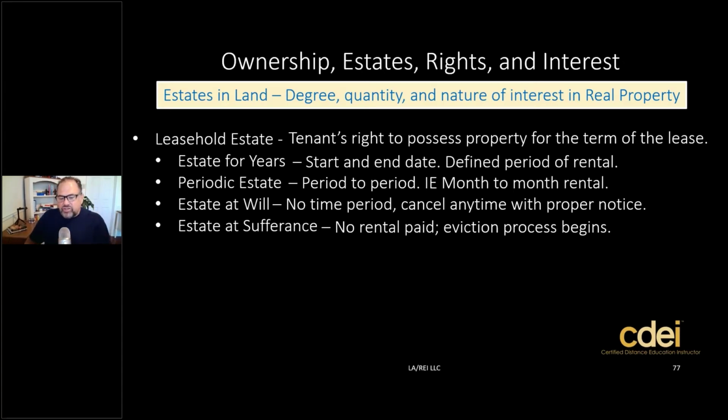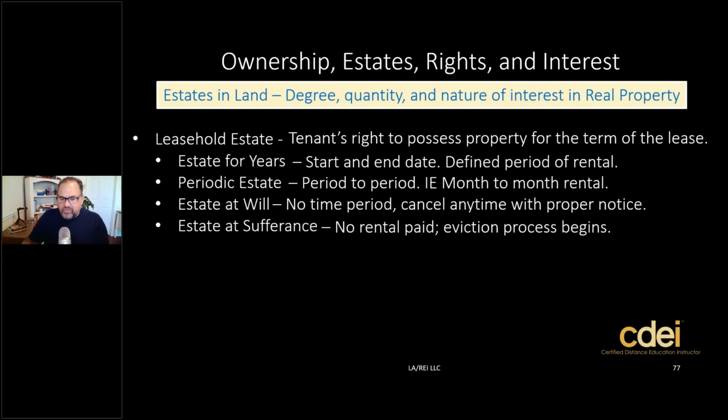You may get a test question that says, out of all the estates in land, remember, degree, quantity, and nature of interest in real property, whether it's freehold or leasehold, remember, freehold is fee simple absolute, fee simple defeasible, life estate. Then you've got estate for years, periodic, estate at will, and estate at sufferance. Out of all those estates or interests in property that someone has, which one would be the least of tenancies?